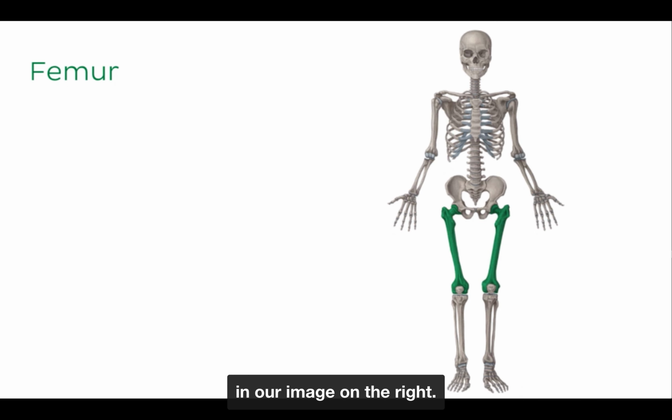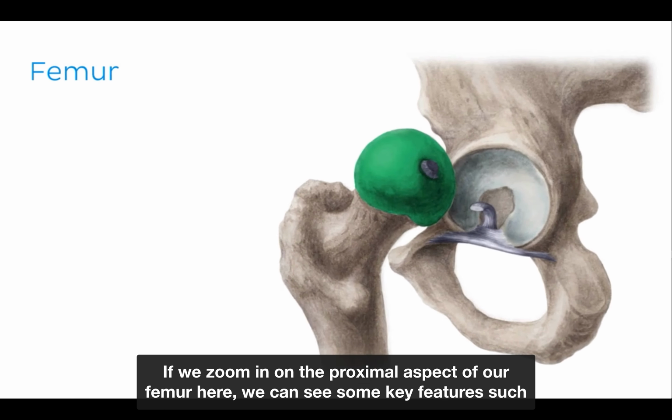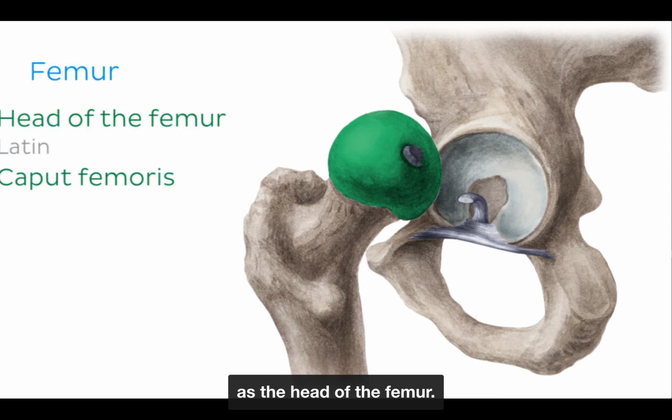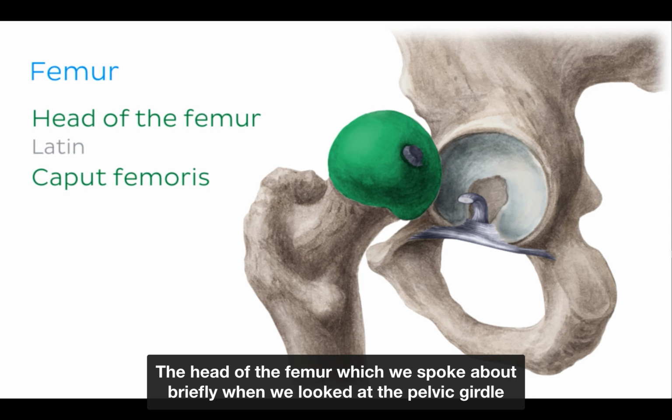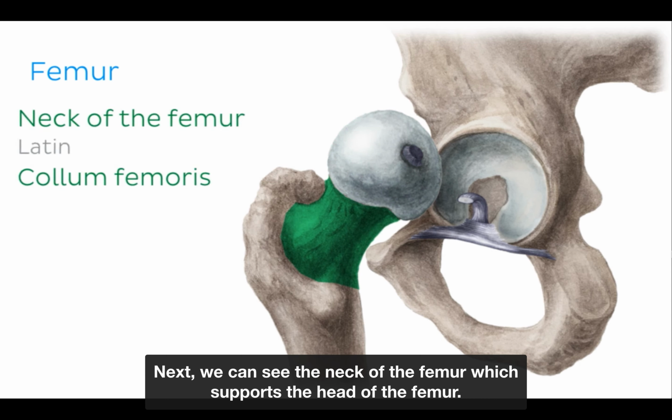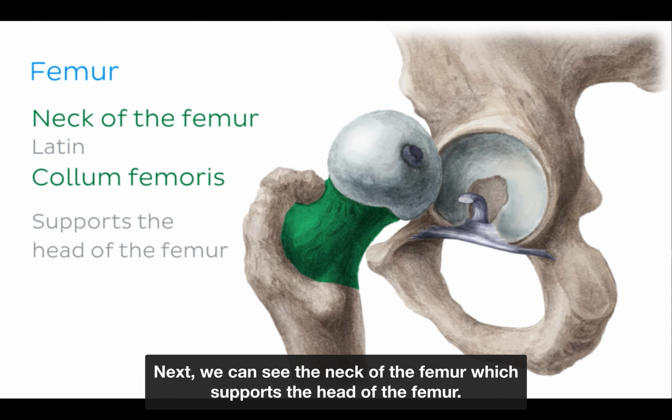If we zoom in on the proximal aspect of our femur here, we can see some key features, such as the head of the femur. The head of the femur, which we spoke about briefly when we looked at the pelvic girdle, articulates with the acetabulum of the hip bone. Next, we can see the neck of the femur, which supports the head of the femur.